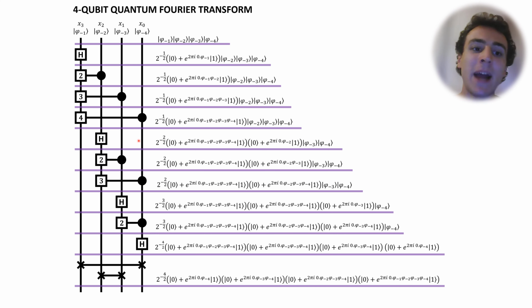We can see some patterns occurring. First we're going to apply a Hadamard gate, and that will be followed by 3 controlled unitary gates. Then we will apply another Hadamard gate followed by 2 controlled unitary gates. And then we'll have a Hadamard gate followed by a single controlled unitary gate. And finally, we will have a Hadamard gate by itself. And then we will need to implement 2 swaps.